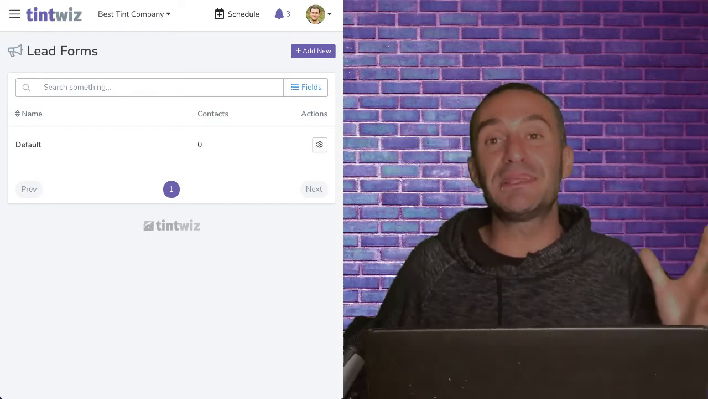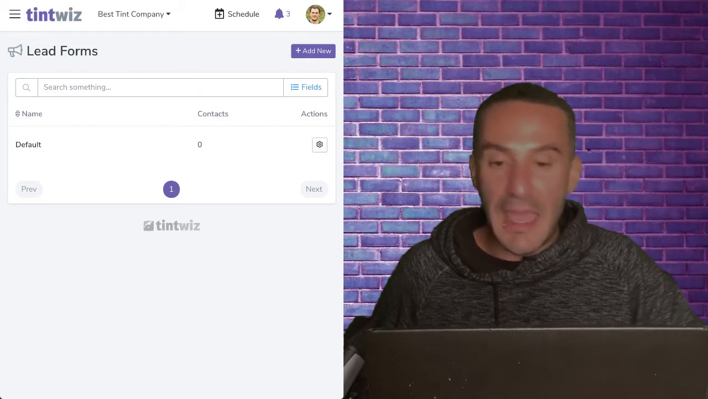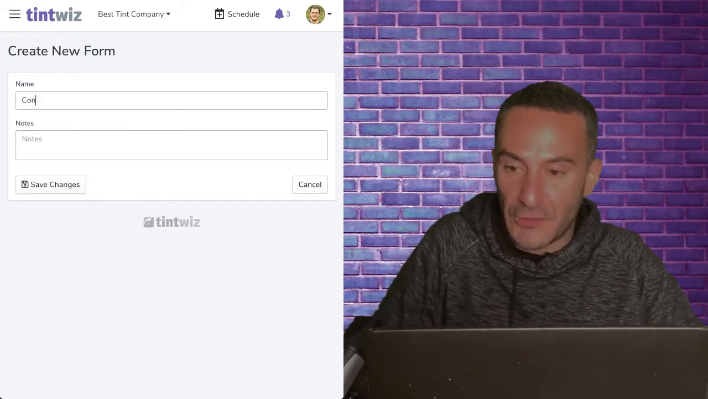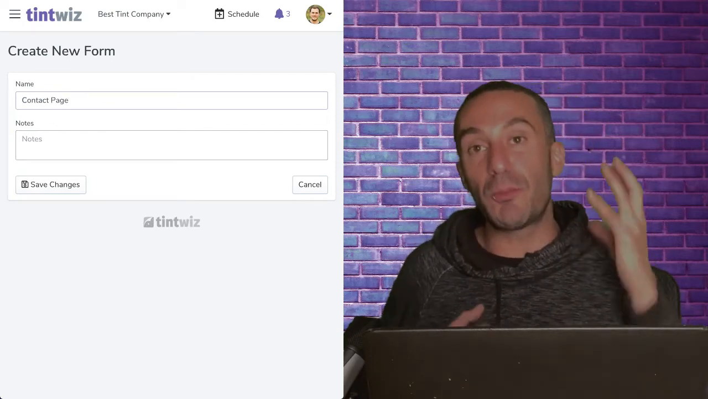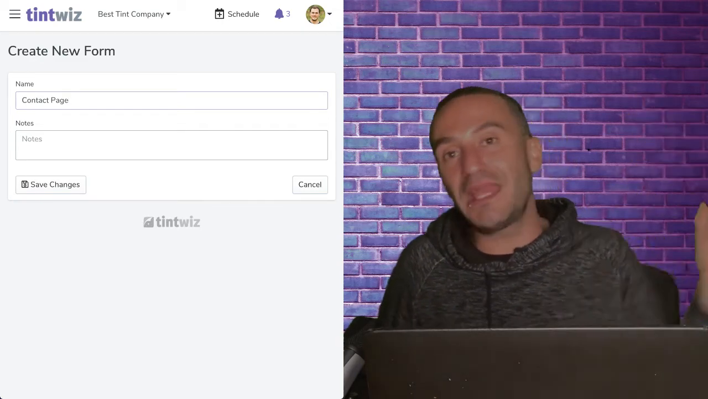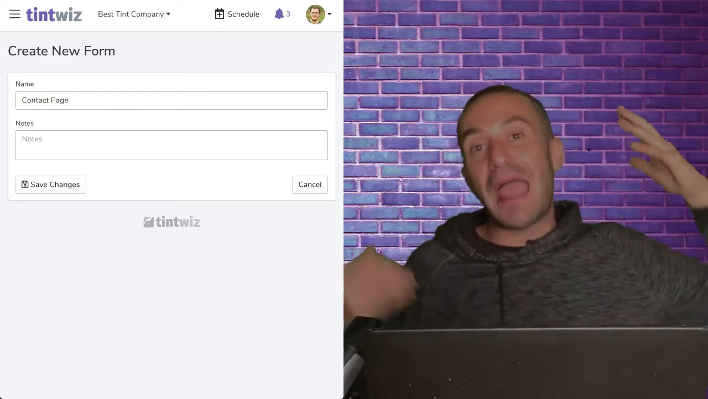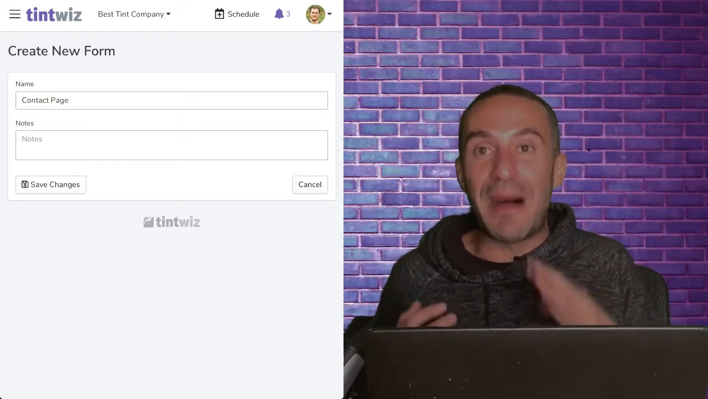You can set up as many lead forms as you want, okay? These are contact forms you're going to use on your website. And watch, I'm hitting add new, and I'm going to name this contact form, or contact page, because this one we're going to assume is going to replace the form on your contact page. You can make as many as you want. You can put them on any pages you want. You can link them to your Yelp, to Facebook, to Instagram, anywhere you want. They're the most versatile tool for gathering leads possible.